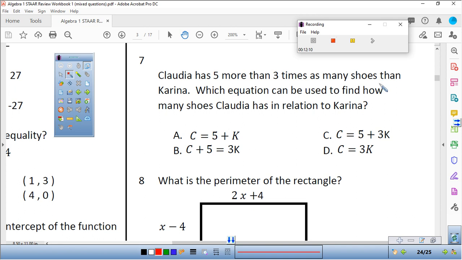This one does come on your STAAR test for real. 5 more than. You see this 5 more than? That more than is plus 5. Right? You gotta have it as plus 5. And 3 times as many? 3 times, that means 3. Do they tell you which ones to use? There's no C's. Okay, so Claudia has 5 more than 3 times as many.